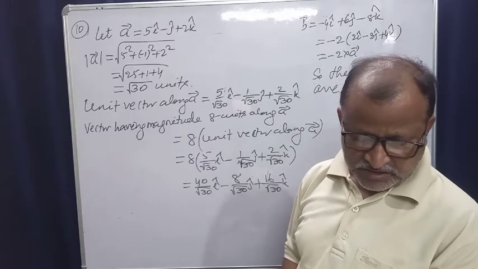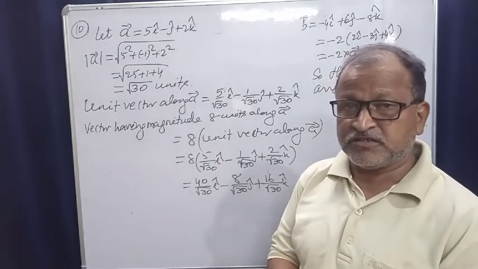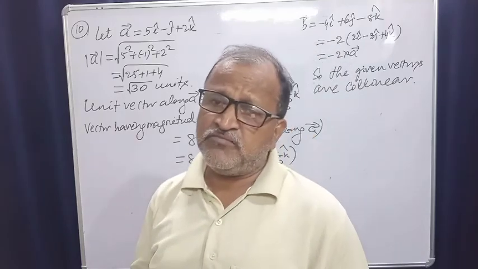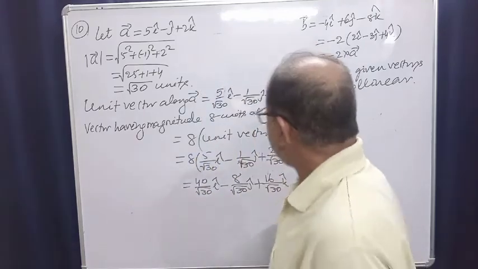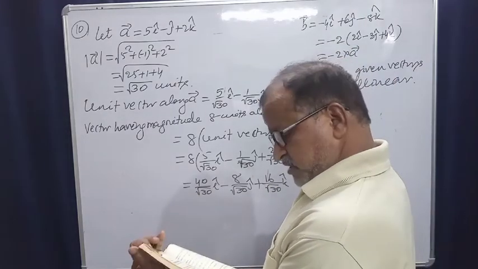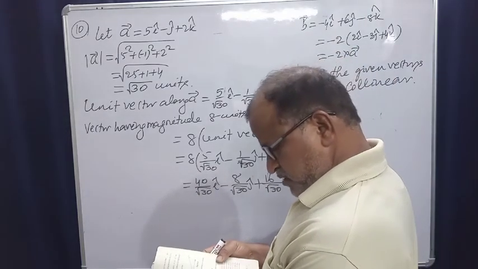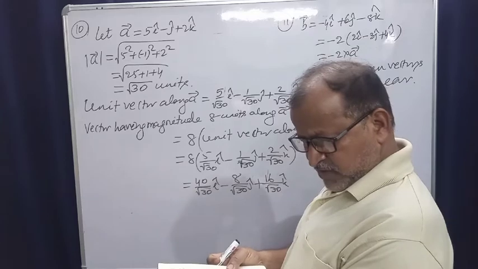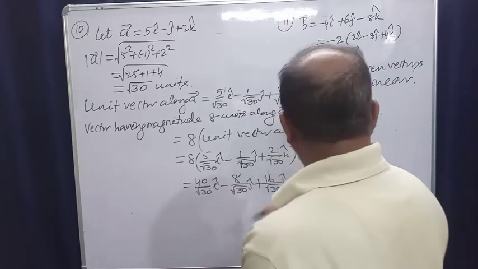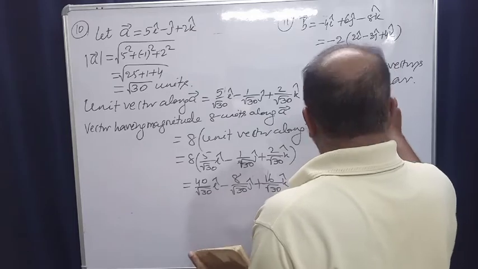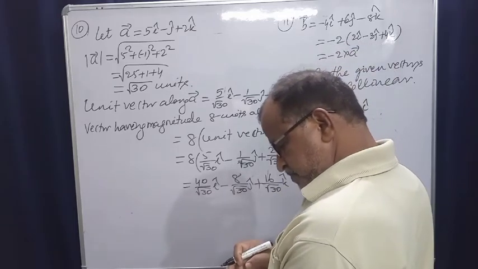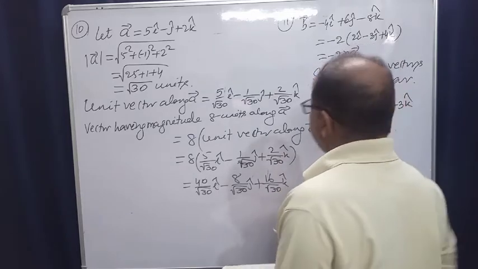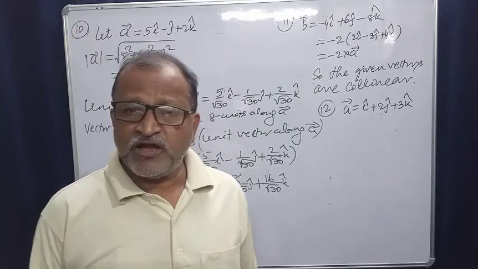Find the direction cosines of the vector. The components will be the direction ratios, and then from that you can get the direction cosines. Question number 12 is, find the direction cosines of the vector. Let A be equal to i cap plus 2j cap plus 3k cap. This is the vector. We have to find out the direction cosines.